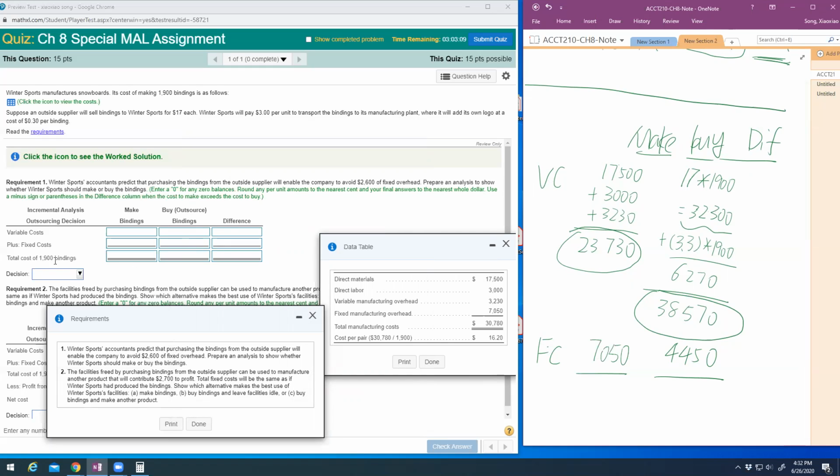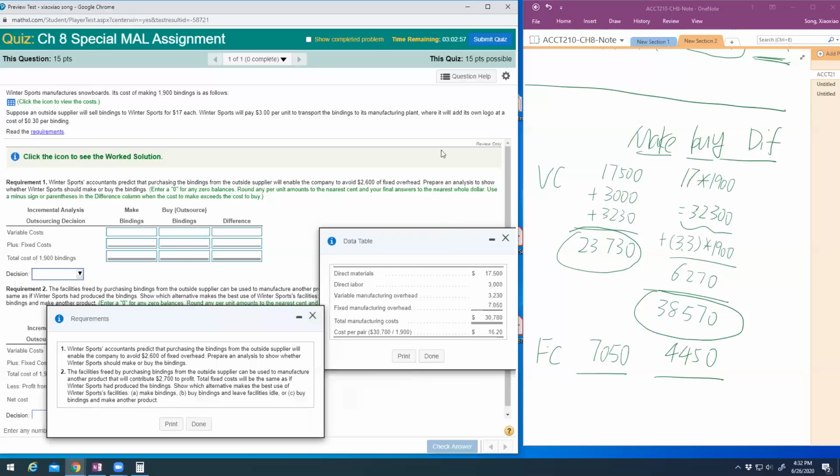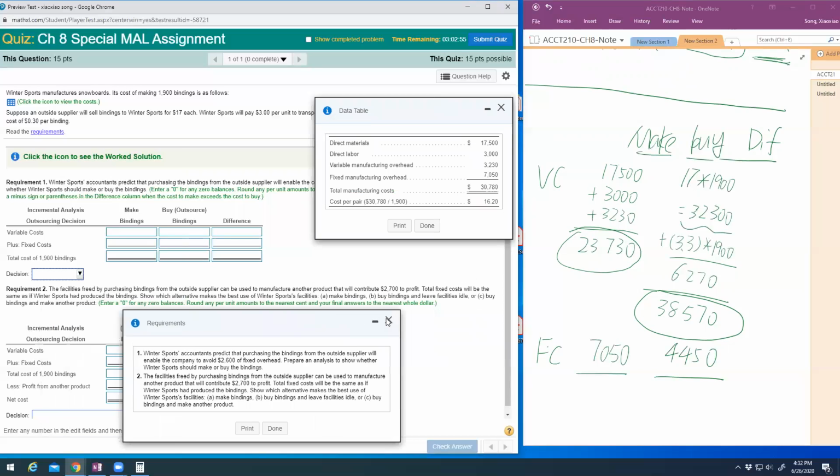Then you get your total cost of 1,900 units. Your decision is you should make or you should buy. Okay, does this make sense? Okay, next one, we continue with our question.